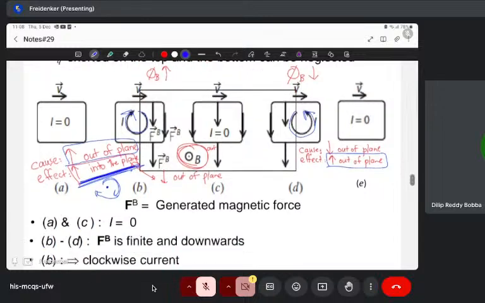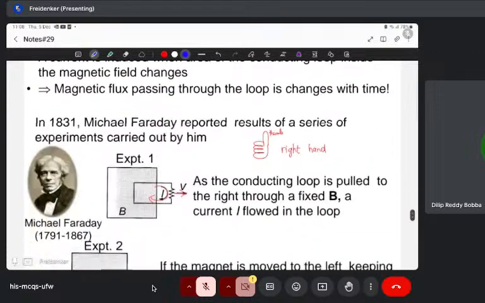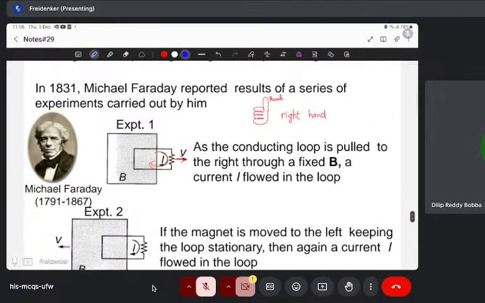Now we'll see in what direction the magnetic field should be. The induced current is in the clockwise direction, right? So that would mean your right hand should be placed in such a way that when your fingers rotate, they rotate in the clockwise direction. When you do that, your thumb will automatically point into the plane.